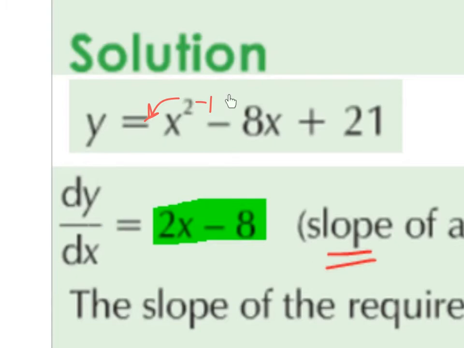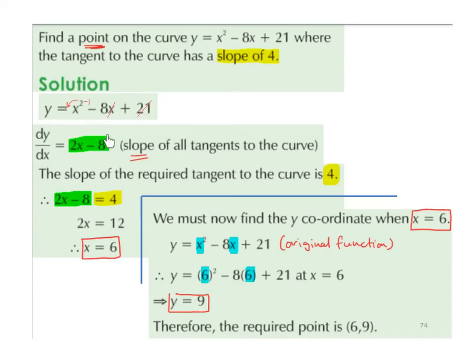Next, we want to differentiate minus 8x. Since there's no power stuck onto the x, we can just cancel out the x. So to differentiate minus 8x, we just get minus 8. And to differentiate 21 with respect to x, there is no x, so we just cancel it. So the derivative of x squared minus 8x plus 21 is 2x minus 8. So this is the slope of all tangents to the curve.